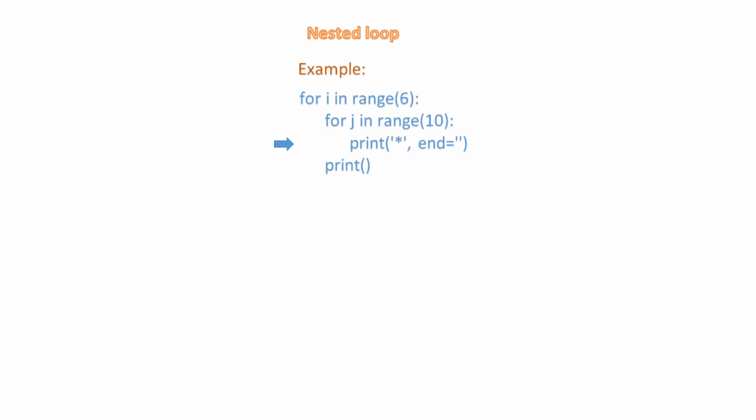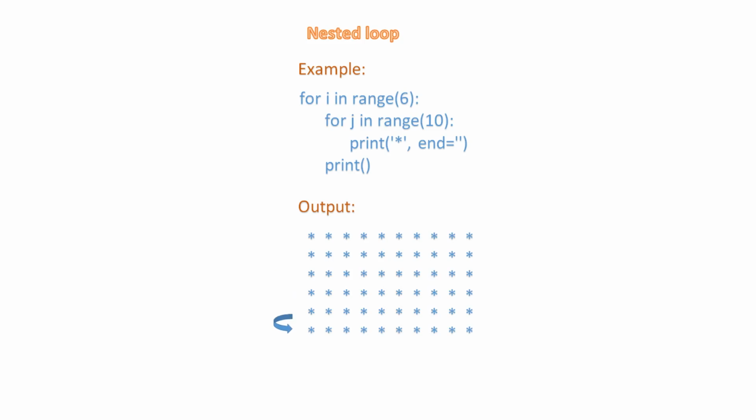In this line, I am just printing the asterisk, and also I am using the end parameter equal to an empty string because I want to print the 10 asterisks on the same line. The next print statement is for the outer loop. It's an empty print statement. It is used just to move the cursor to a new line. When I run the program, it is going to print 10 asterisks in a single line and move to the next line and again print 10 asterisks and move to the next line and repeat the same until it completes 6 lines.